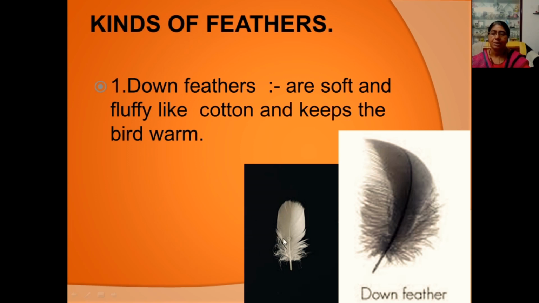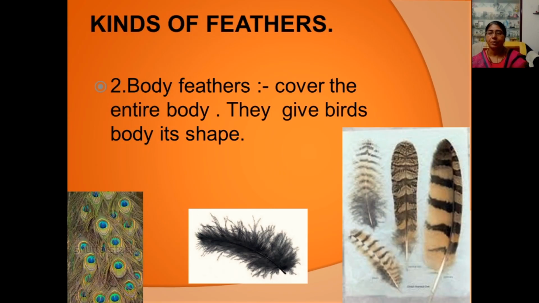Just see, this is a down feather. It keeps the bird warm. Second important feather is body feathers. You know that body feathers cover the entire body. They give the bird's body its shape. You can see the body feathers of different birds. You can see the different kinds of body feathers.